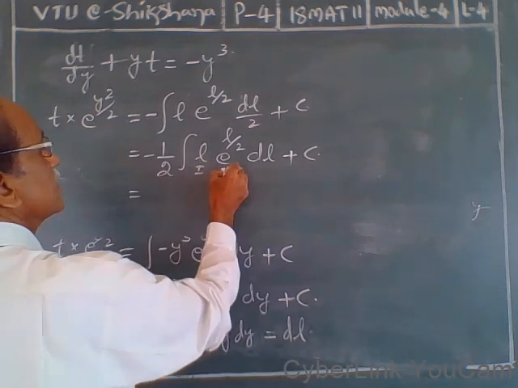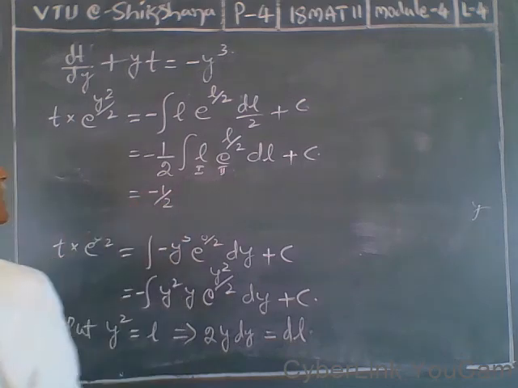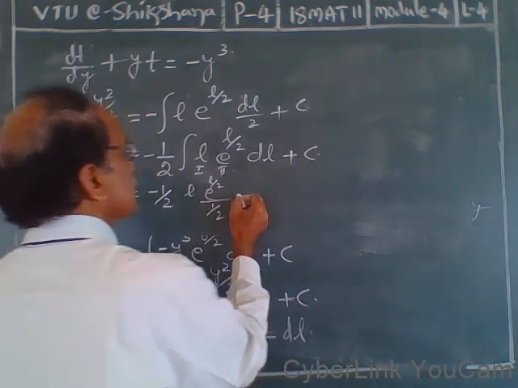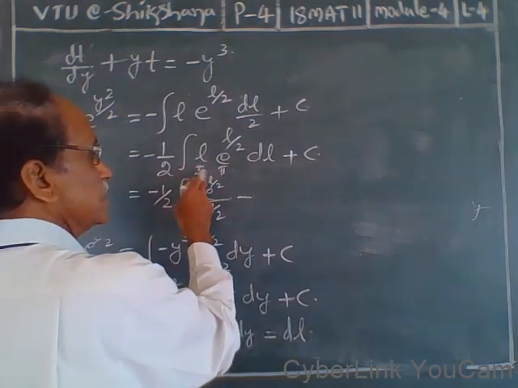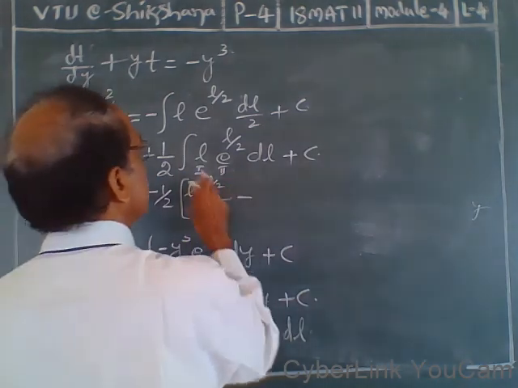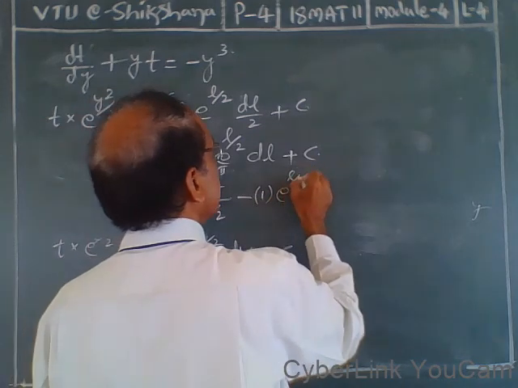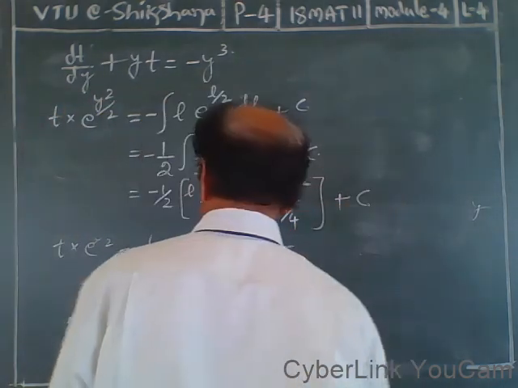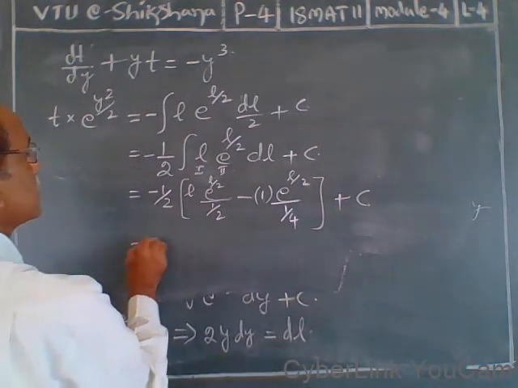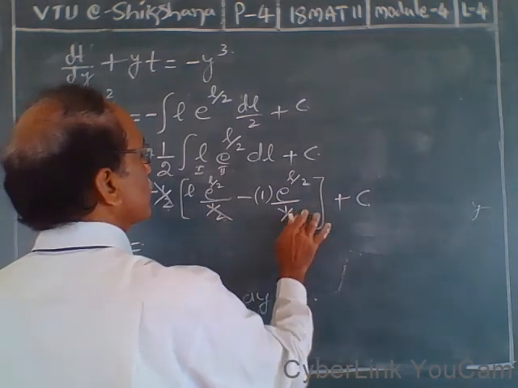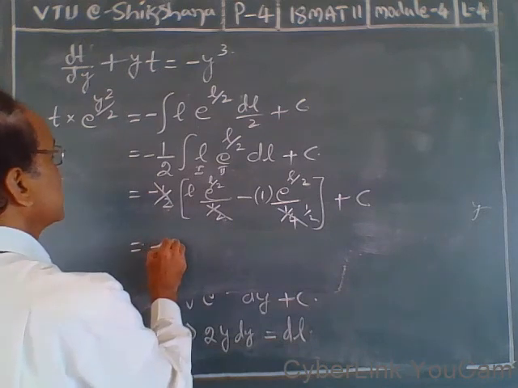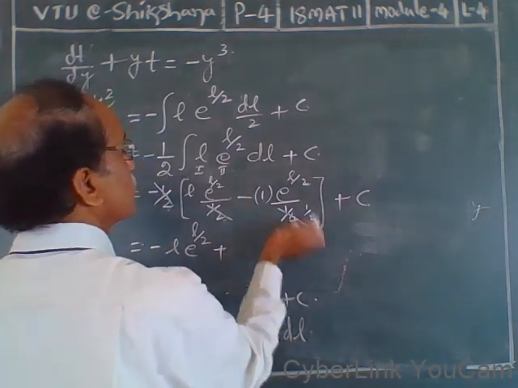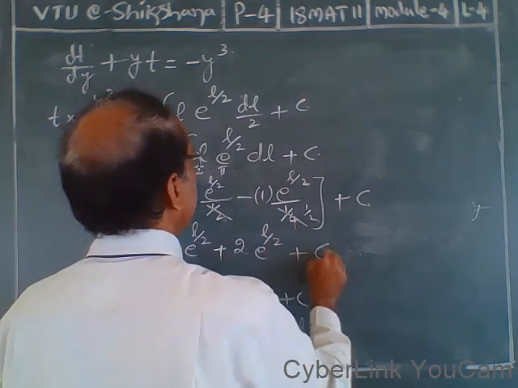So this is the first function and this is the second function, integrating by parts: minus 1 by 2, first function into integral of second, e to the power L by 2 divided by 1 by 2, minus the integral of the derivative of first into the integration of second. Therefore, this is twice the integration of e to the power L by 2 divided by 1 by 2 whole square, that becomes 1 by 4, plus a constant. Further, the 1 by 2 cancels, and we get minus L into e to the power L by 2, minus minus plus, this 2 comes to the numerator, e to the power L by 2, plus a constant.